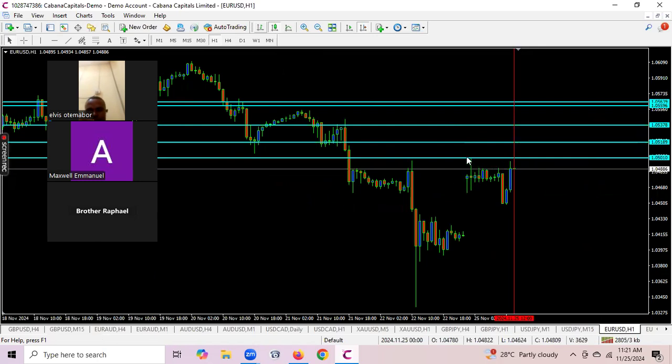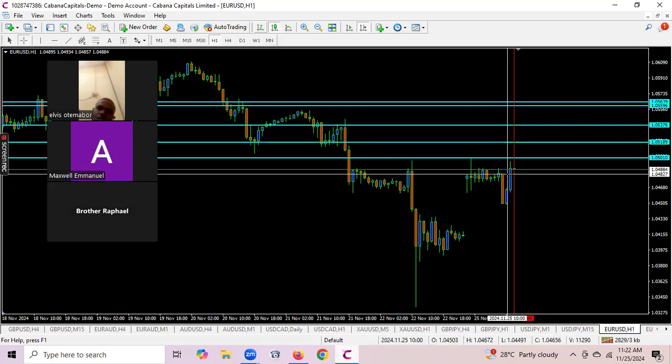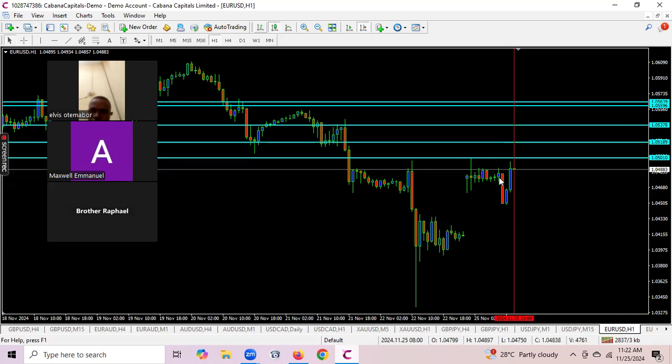You can see price went into a range, created a buy side liquidity, and also created a sell side liquidity. Now it got released. This bearish move could be as a result of the negative data that was released for the small bearish move we saw here. This is about 31 pips. That could be the reason for this sell.